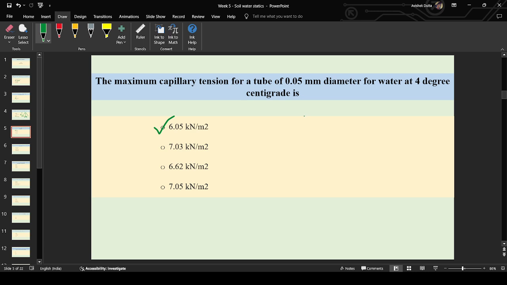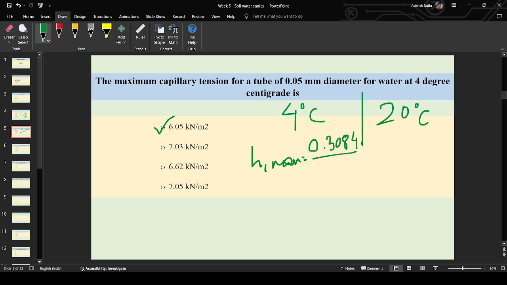You can find the derivation in any standard textbook. One is for 4 degrees centigrade. Another is for 20 degrees centigrade. For 4 degrees centigrade, first of all, there is a formula for HC max, the maximum height of the capillary action. The formula for HC max for 4 degrees centigrade is 0.3084 divided by the diameter in centimeter, and this height also will be given in centimeter.